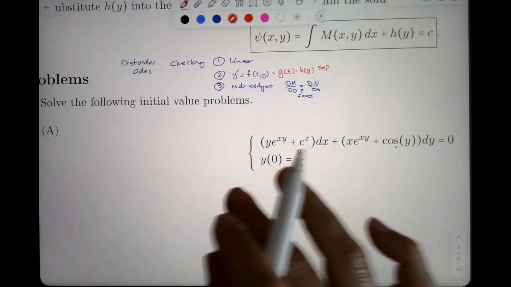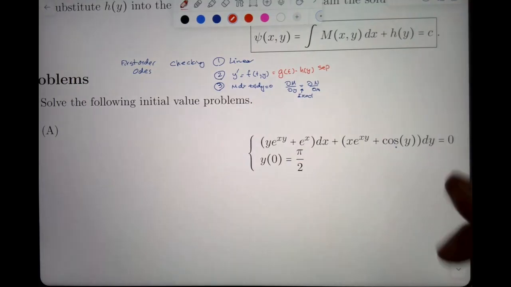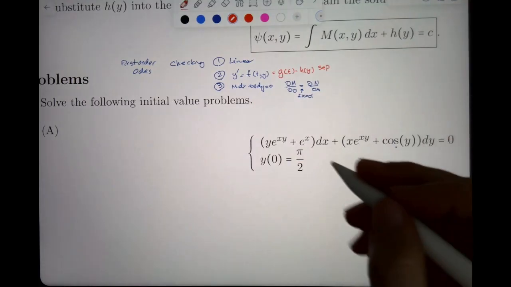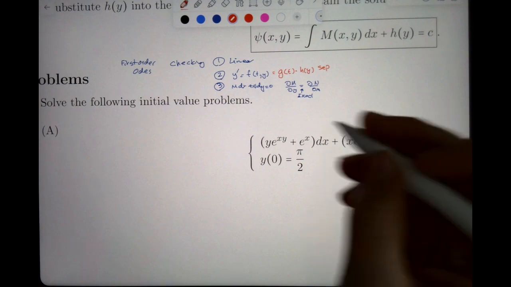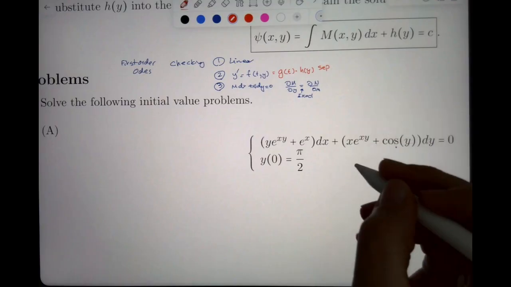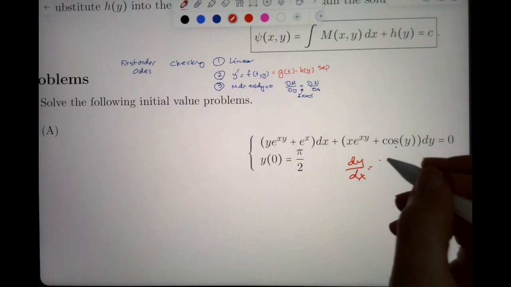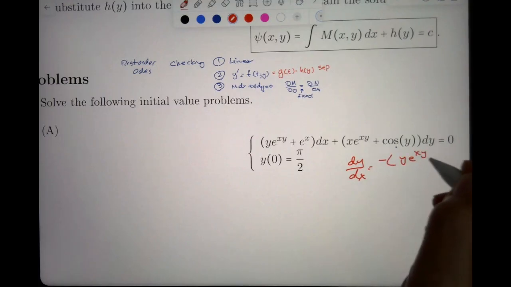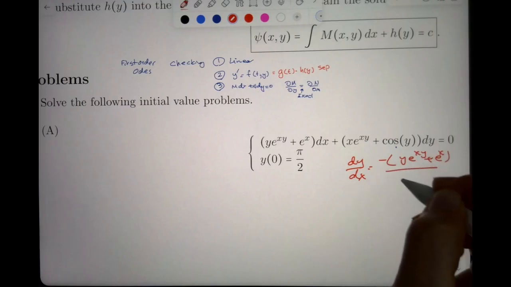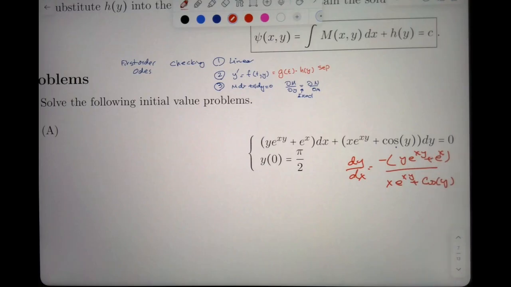Okay, so now back to problem 1, or A. We decided this is not linear, this is not separable. I tried, you can write it as dy dx and see that things are not going to separate, basically. dy dx is going to be equal to negative y e to the power xy plus e to the power x divided by x e to the power xy plus cosine of y. You can see that there's no way of factoring and separating.